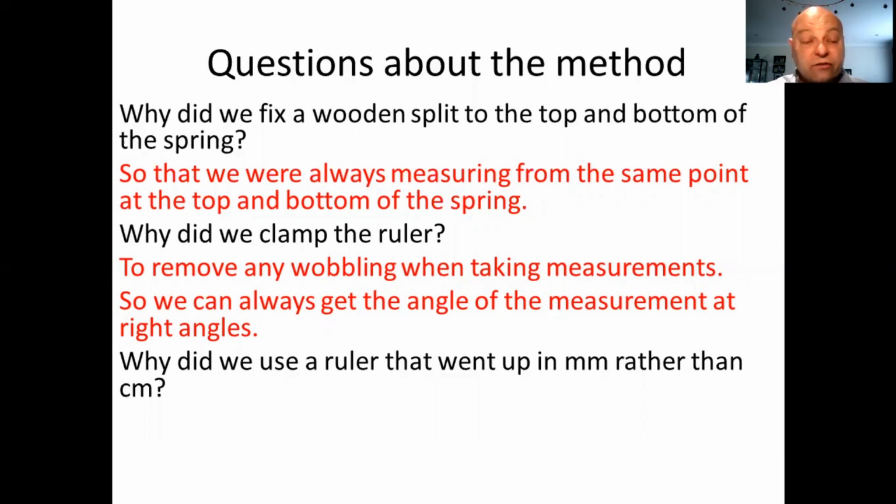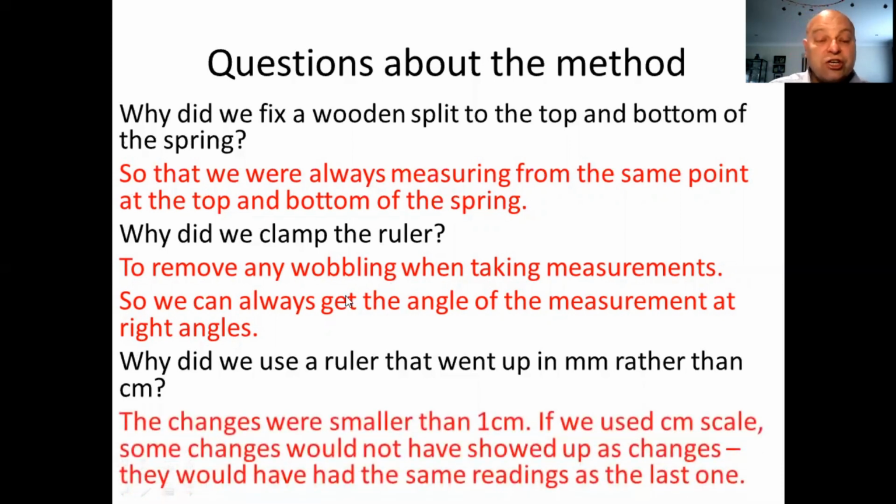the wrong readings. Why did we use a ruler that went up in millimeters rather than centimeters? Well, the reason for this is the changes were smaller than 1 centimeter. If we used a centimeter scale, some of the changes would not have showed up as changes. They would have had the same reading as before. For example, 2.4 would have rounded to 2, 2.1 would have rounded to 2. So those two readings, although they were different, would have had the same value in our table. We wouldn't have been able to see the changes.